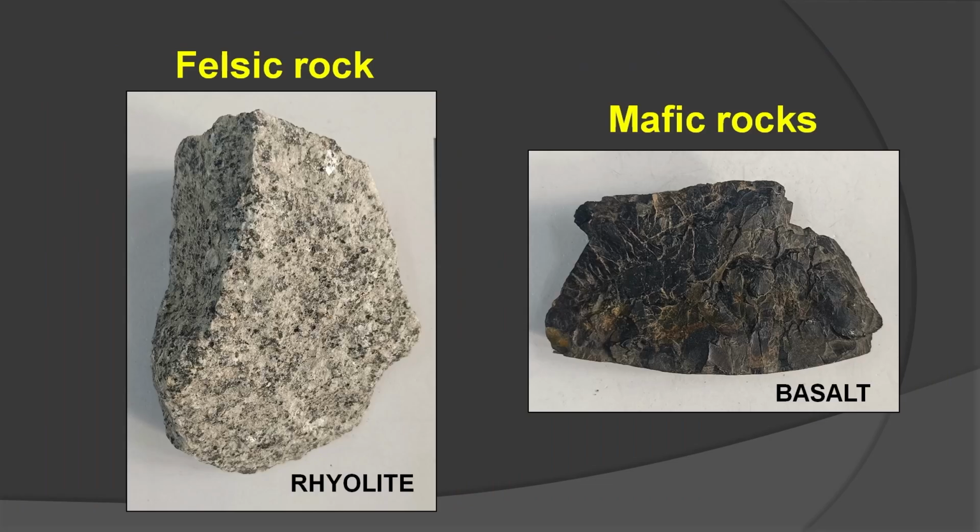So this is an example of a rhyolite, which is a felsic volcanic rock showing a lighter shade of color, and then we have a mafic rock which is a basalt. As you can see, it is very dark in color, almost black.